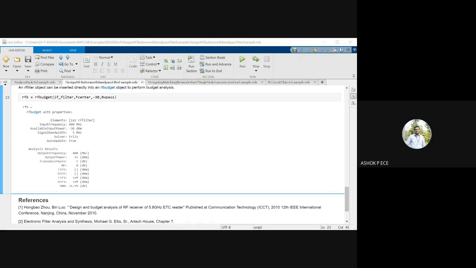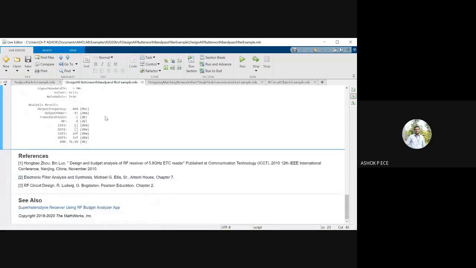So SNR here is close to 77 dB, which is an ideal case, it is impossible. Since we are simulating, this value of SNR is acceptable, but practically SNR can never go more than 15 or 20 dB. That itself is going to be a very, very huge value for SNR. So this is one example which I want to demonstrate in high frequency analysis.